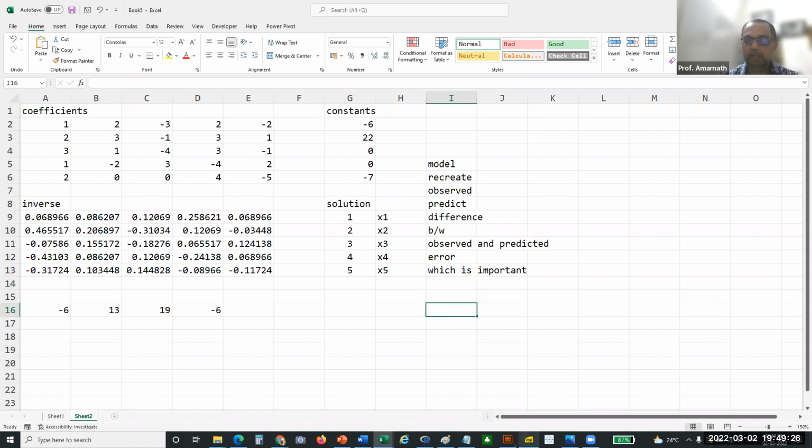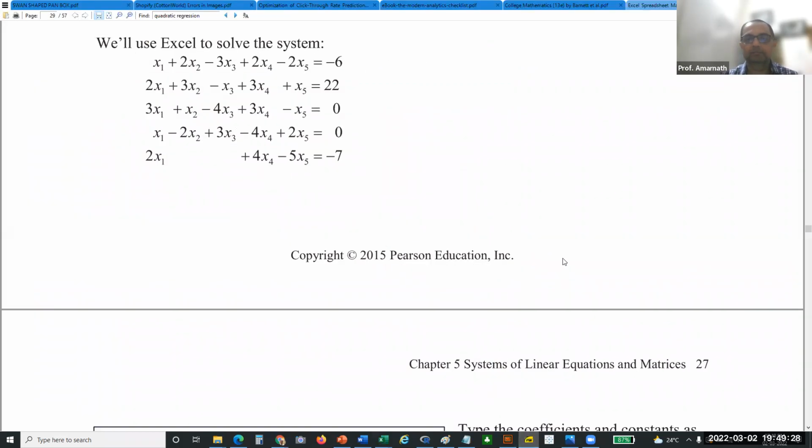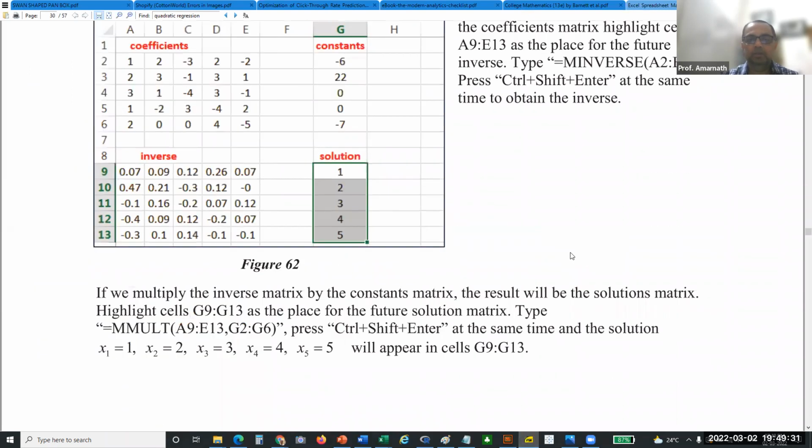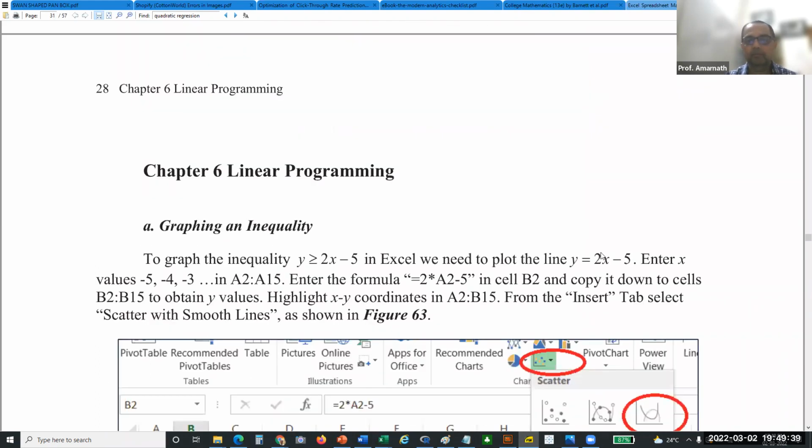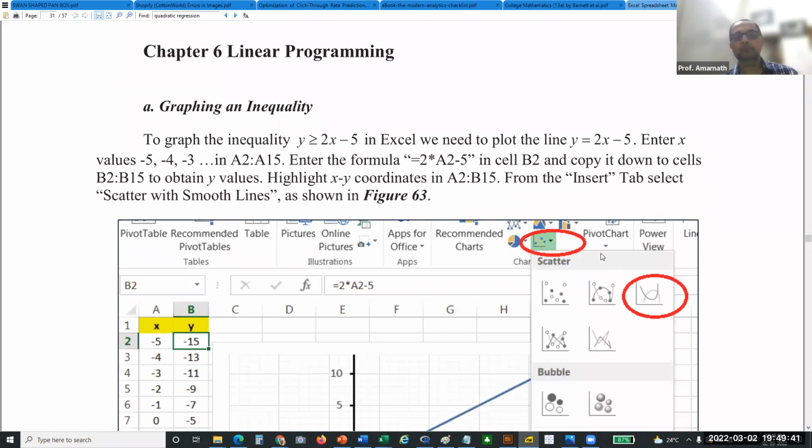Okay, good thinking. Yes. So that was about solving a system of linear equations. Any questions you have? Okay, so I don't have any questions. So let me move to the next aspect, linear programming. This will be a part of prescriptive analytics, which we taught.